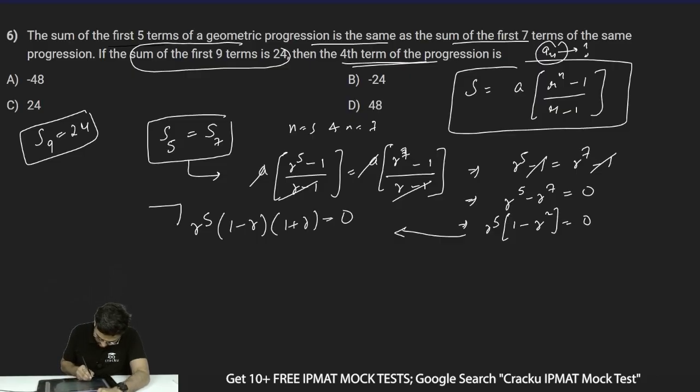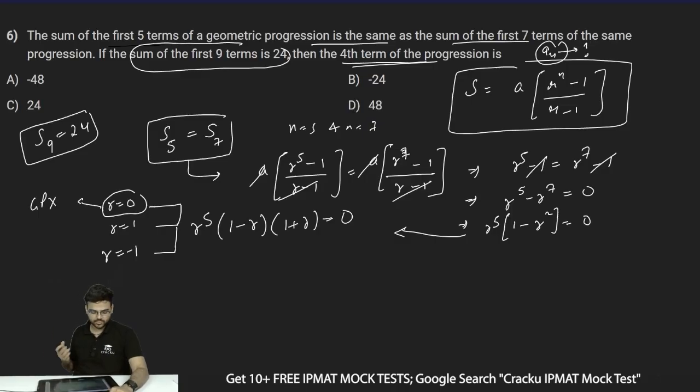So there will be 3 solutions. Now this will be r equal to 0, or r is equal to 1, or r is equal to minus 1. Now if r is equal to 0, then there will be no GP. The condition for a geometric progression is that r should be either greater than 0 or less than 0, it cannot be equal to 0. So for r equal to 0, there will be no GP.